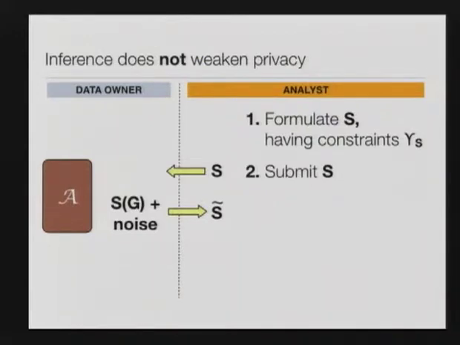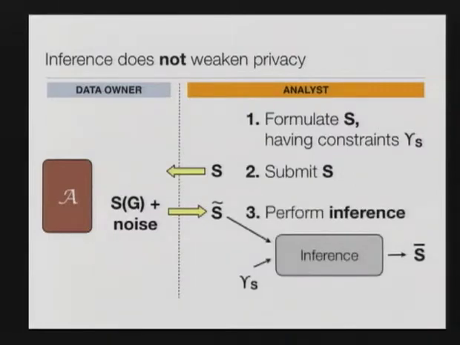In fact, we use differential privacy in only the standard way. All of our techniques are post-processing of the output. So we get the noisy output, which I'm writing here as S tilde, and then we perform our inference technique using no information from the database to infer S bar, which is the better sequence. So this is my argument for why it doesn't weaken privacy.